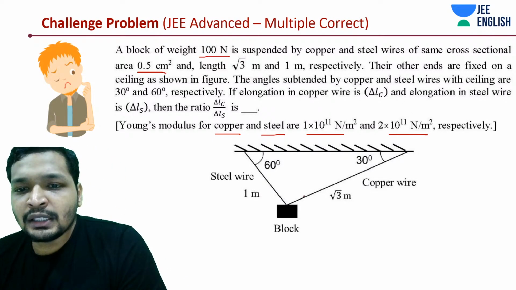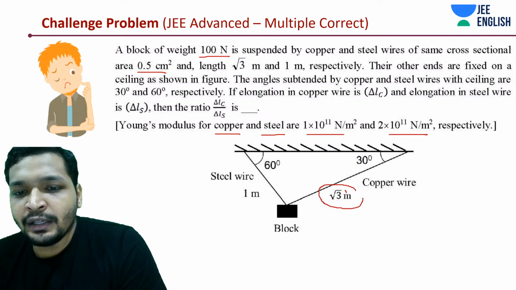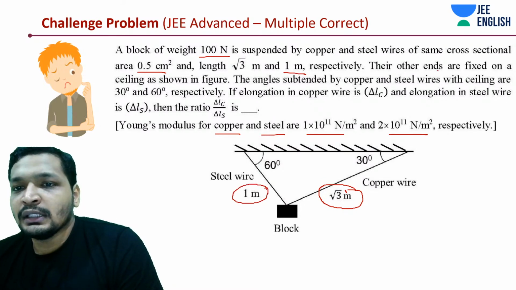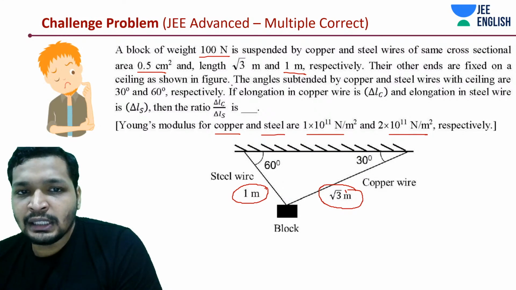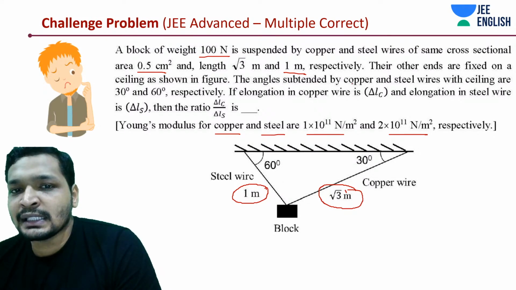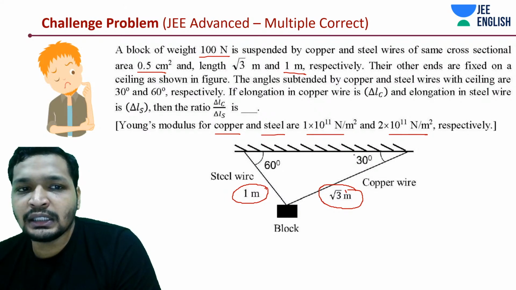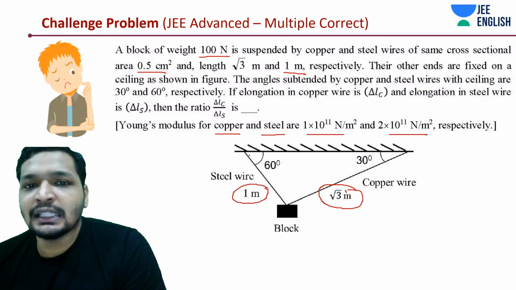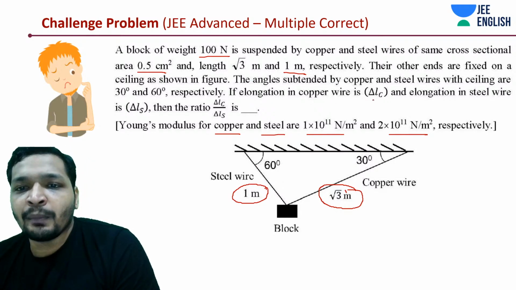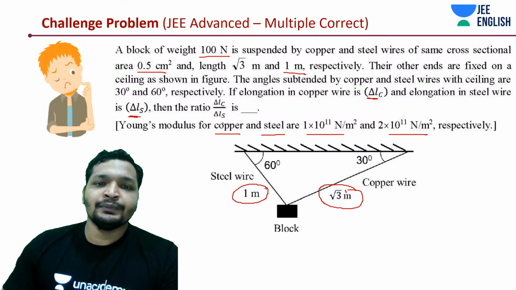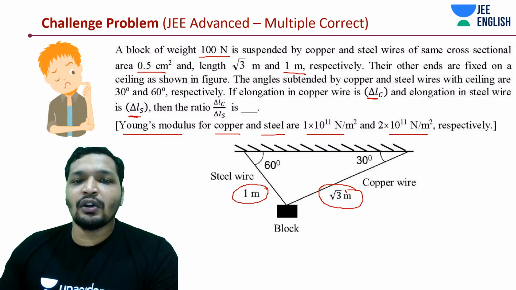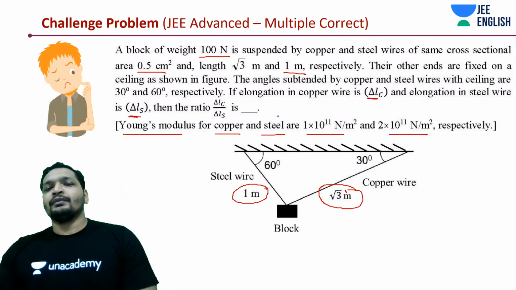Length of one is root 3 meters, which is going to be the copper wire, and the other one is 1 meter of the steel wire. The other ends are fixed on the ceiling as shown. The angles subtended by the copper and steel wires with the ceiling are 30 degrees and 60 degrees. If the elongation in the copper is delta LC and the elongation in steel is delta LS, the ratio of delta LC by delta LS is asked. Given to you is the Young's modulus of the copper and the steel.